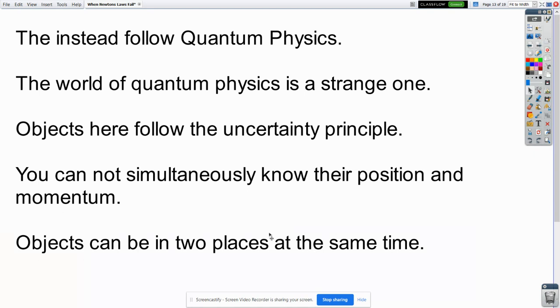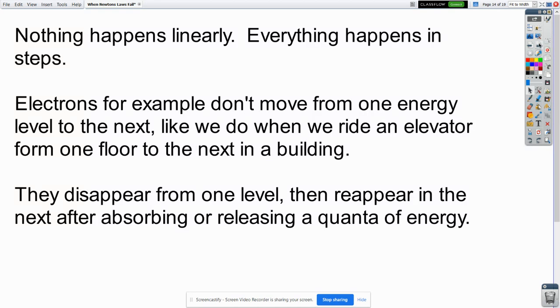Objects can also be in two places at the same time in the quantum world. You can fire an electron at two slits in a piece of metal, and the electron will move through both slits at the same time, literally being in two places simultaneously. Again, that doesn't happen in our everyday world.